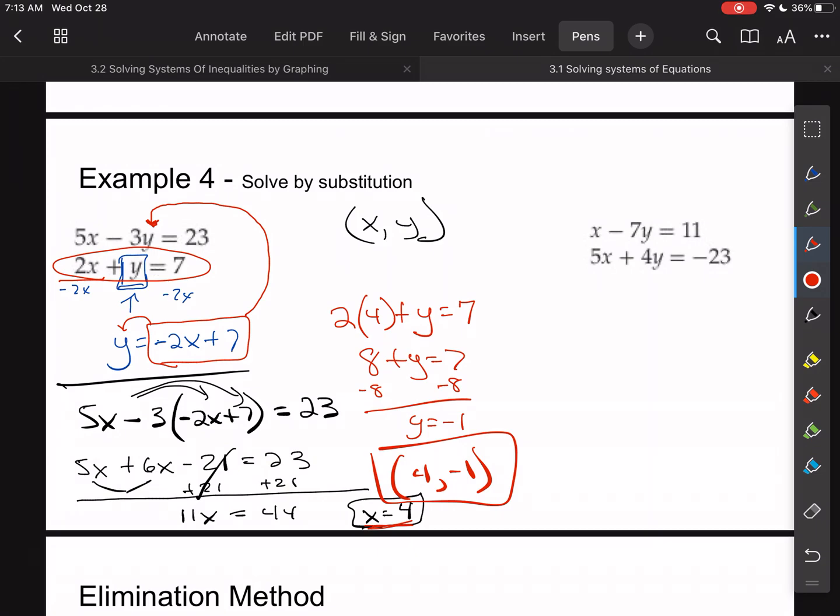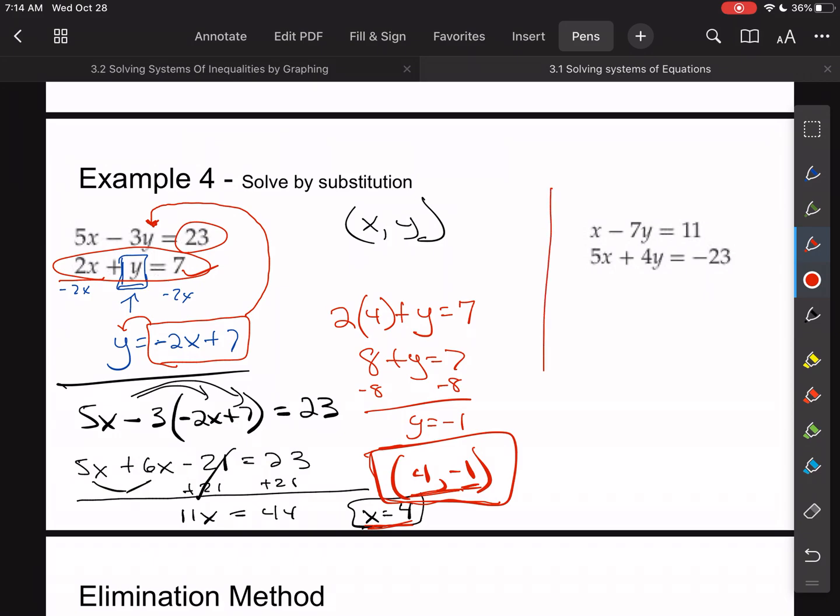What this is saying, if you want to test yourself, is that if you plug a 4 in for x in both and a negative 1 in for y in both, that should work in the problem. If you plug that 4 back into the first one, you'd have 5 times 4, which is 20, minus 3 times negative 1, which is negative 3. So 20 minus negative 3 gives you 20 plus 3, which is 23. I just checked that in my head. If you plug this into the other one, you'd get 2 times 4, which is 8, minus 1, which is 7. That does equal 7. I checked it. This is the only solution to that system.